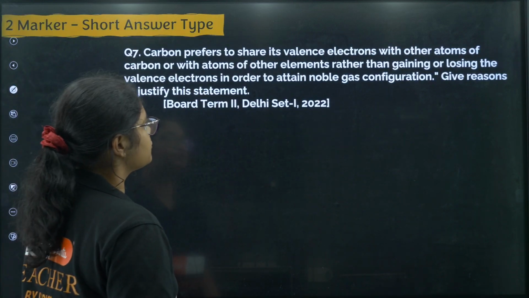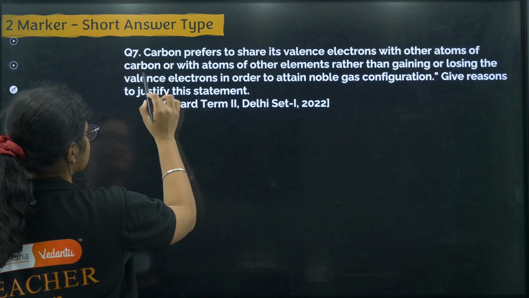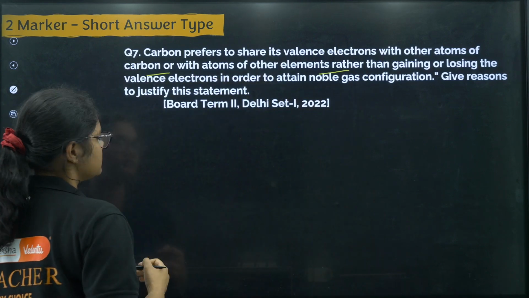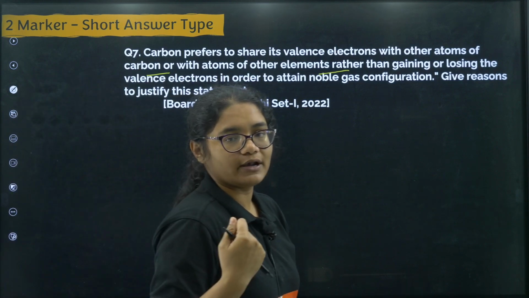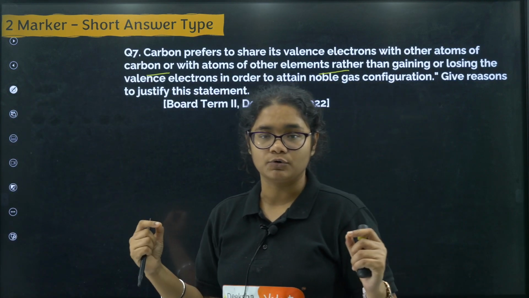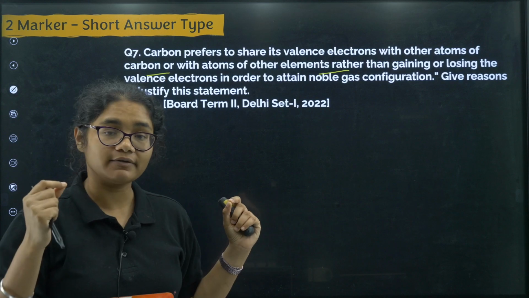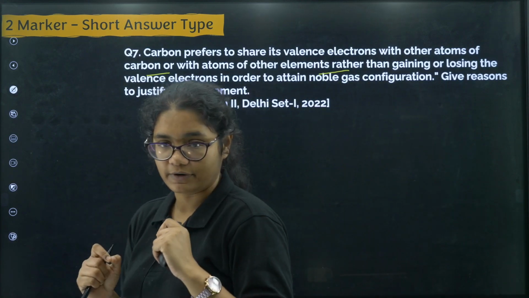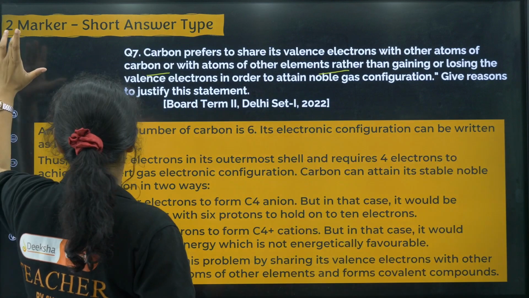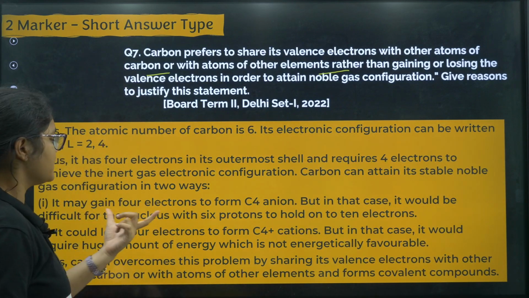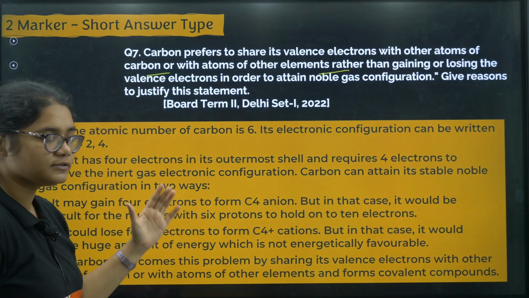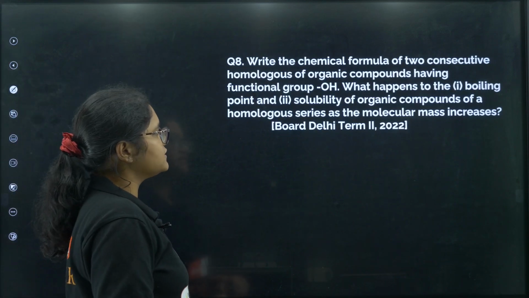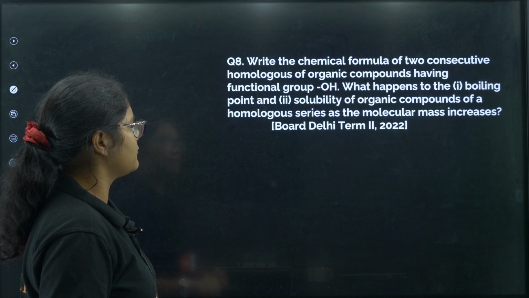Carbon prefers to share its valence electrons with other atoms of carbon or with the atoms of other elements rather than gaining or losing electrons. So this question we know, it cannot gain 4 electrons because it is difficult for 6 protons to hold 10 electrons, and it cannot even lose 4 electrons because for this we need a huge amount of energy, right? So you can see here this point we have written, gain of 4 electrons and loss of 4 electrons, why it is difficult.